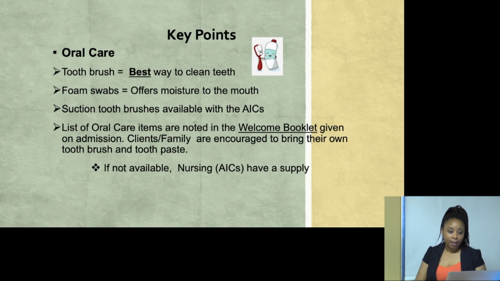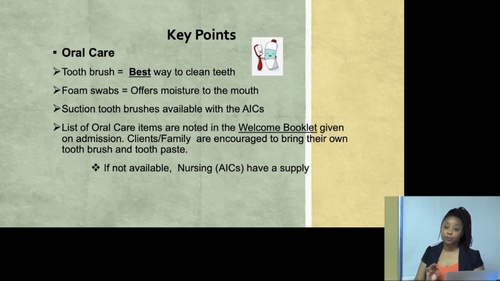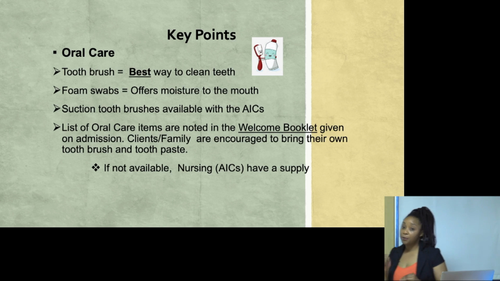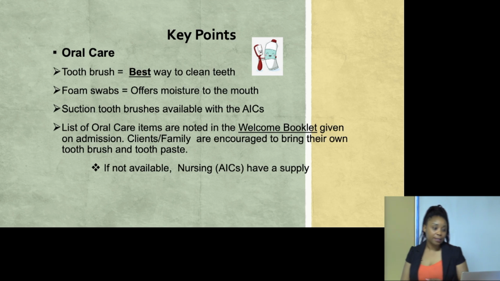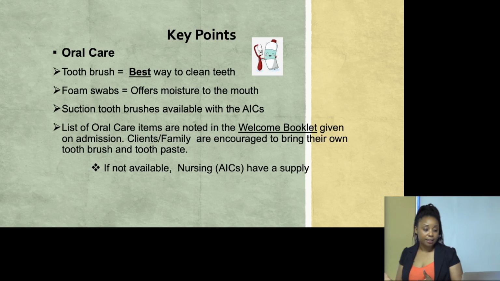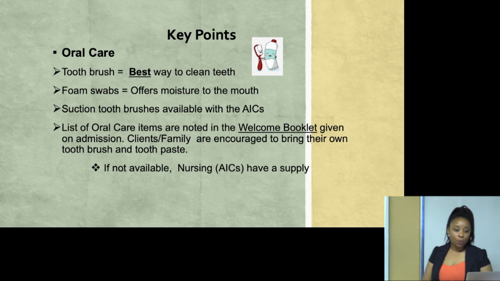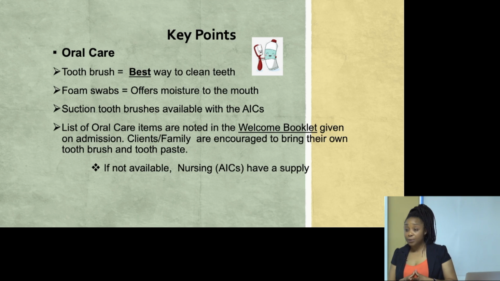So what are the key points in oral care? The toothbrush is the best way to clean the teeth. Foam swabs really should be reserved for just moistening the mouth, especially for our NPO patients. We do have suction toothbrushes, which are available with the assistant head nurses on both floors. We also have a list of oral care items noted in our welcome booklet, which is given on admission.